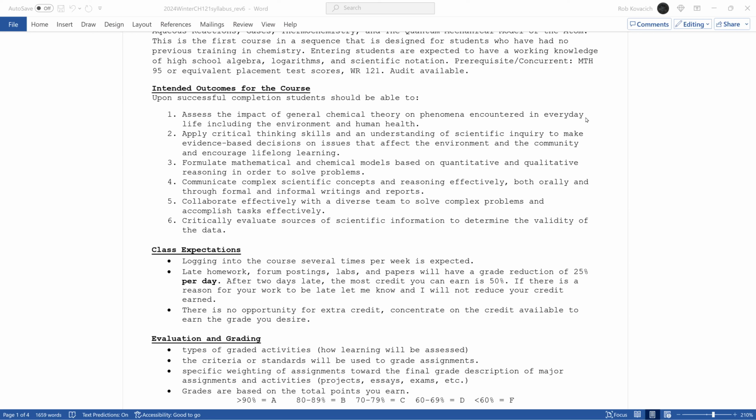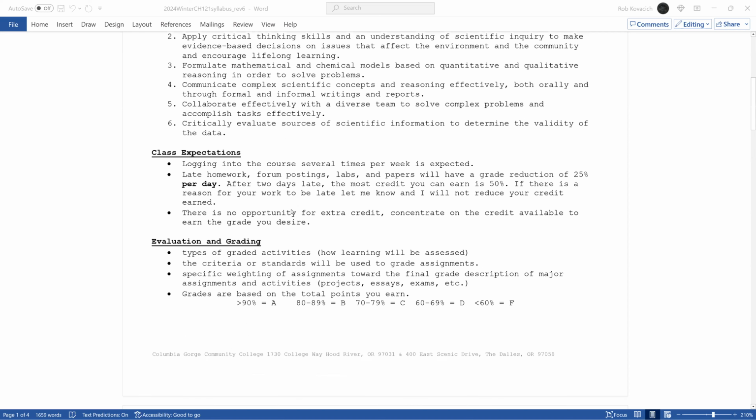All right, so I expect people to be logging in several times a week. Late homework, you're going to get grade reductions for that kind of stuff. There isn't any extra credit, so just concentrate on that. We'll see in the calendar how I'm trying to keep everybody on task.